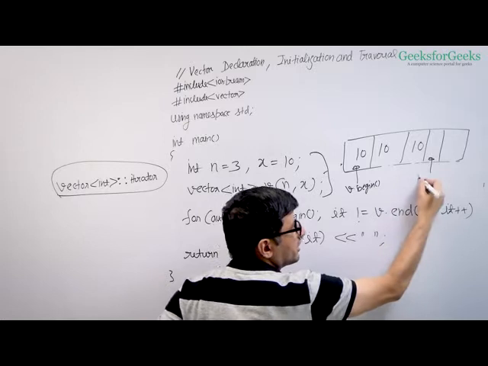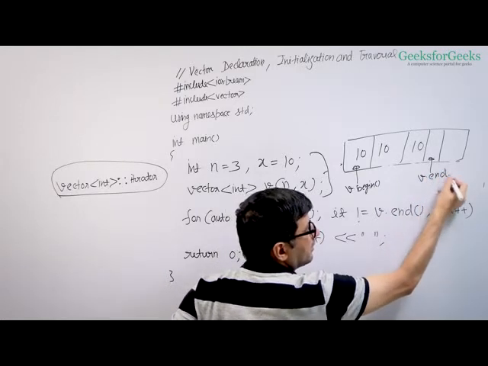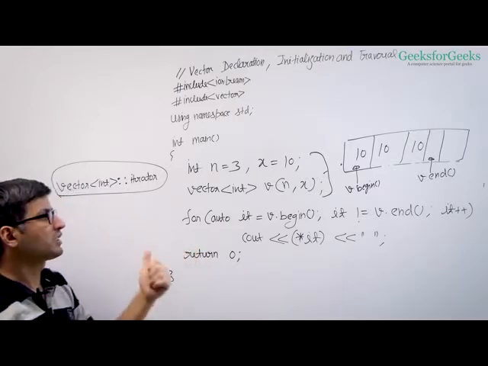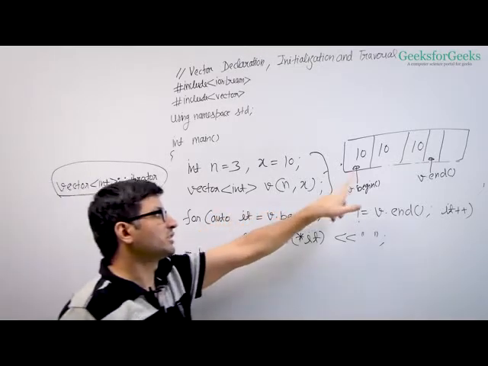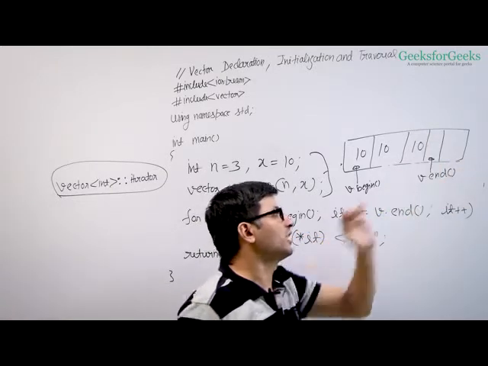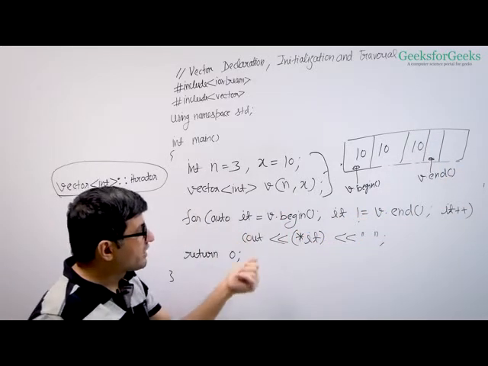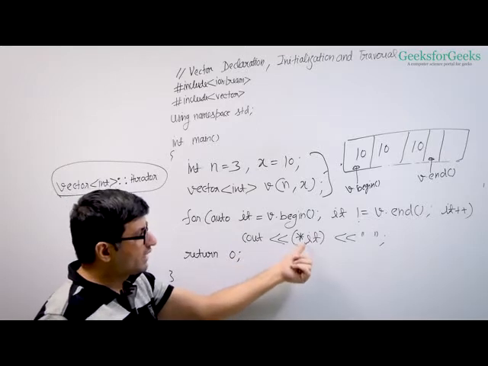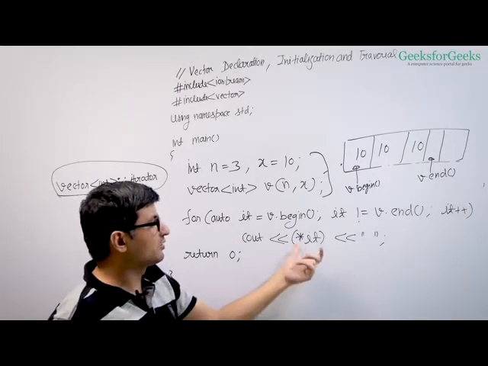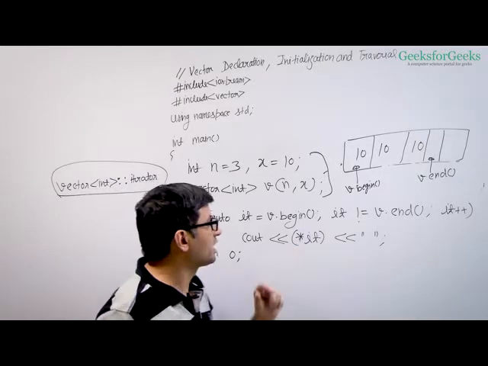This is what is returned by v.end. Right? And they both return an iterator which is an address to an element. Begin returns the address to this element, and end returns the address after the last element. So when you traverse the elements, you use *it because this is an address. You need to dereference it to get the value. So that is how you get the values.